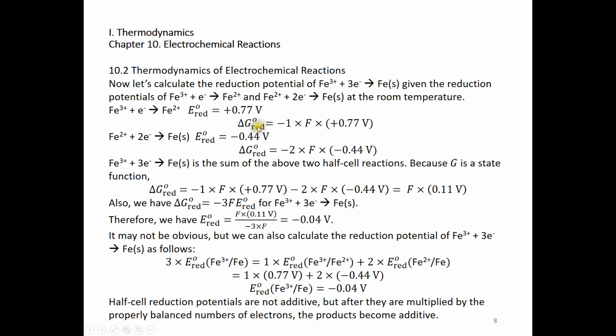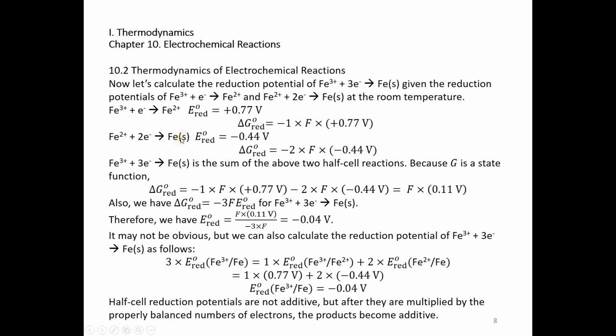Well, because Gibbs energy is a state function, we can actually decompose this reaction from iron 3 to iron 0 into this reaction and this reaction, and then we can combine these two. Now let's look at the first one. From iron 3 to iron 2, we have the standard reduction potential 0.77 volt. We can compute the standard Gibbs energy of this reduction reaction, which is negative nFE0 of reduction. 1 electron is transferred, so n is 1, F is the Faraday constant, and over here is the standard reduction potential.